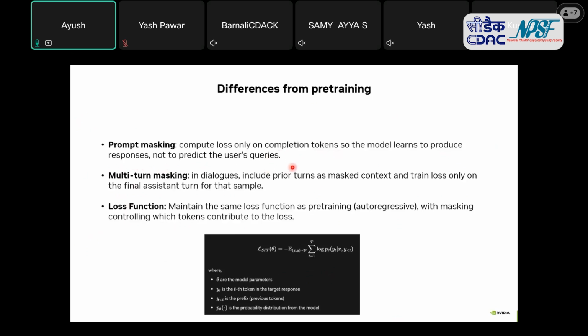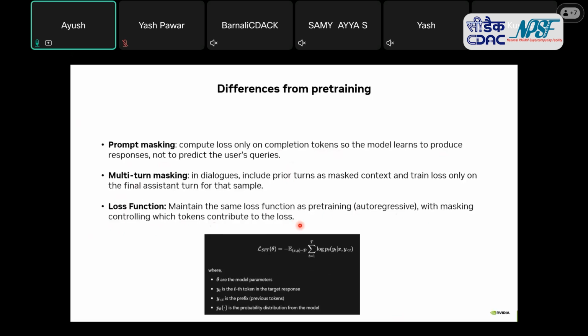In the instruction fine-tuning stage, we predict the complete response that is supposed to be generated by the LLM. The predicted response is matched with the ground truth response, instead of just providing a few tokens. So the loss function remains the same, maintaining the same loss function with masking that controls which tokens contribute to the loss.